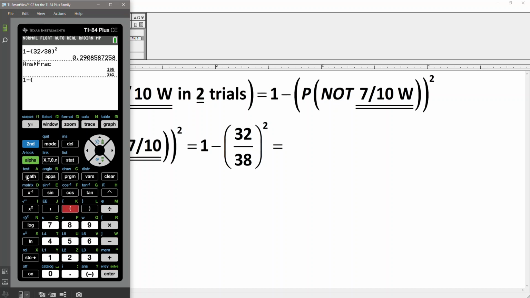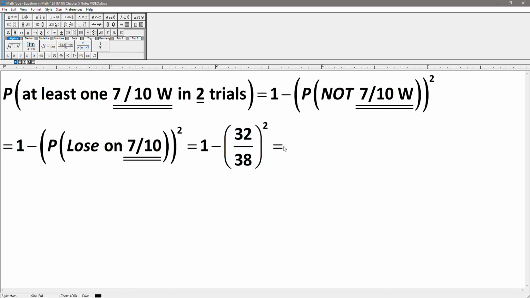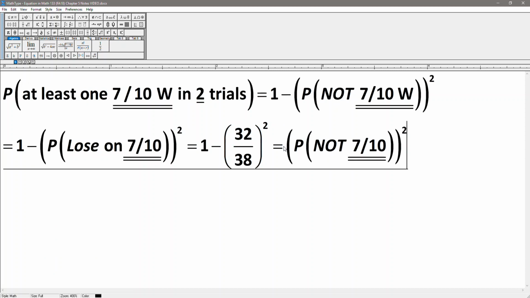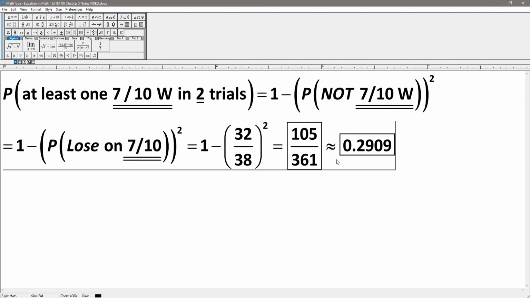Or you can type it all at once. 1 minus parentheses, then hit the alpha F1 key. Again, only TI-84s that have been upgraded can do this, but most of the 84s nowadays are upgraded. Not all of them, but you can always get it upgraded at the Center for Student Success or during my office hours. Or you can do it from the internet, just connecting your phone or your computer to your calculator. And there you go. So you get 105 over 361, which is about 0.2909. And there we have it.